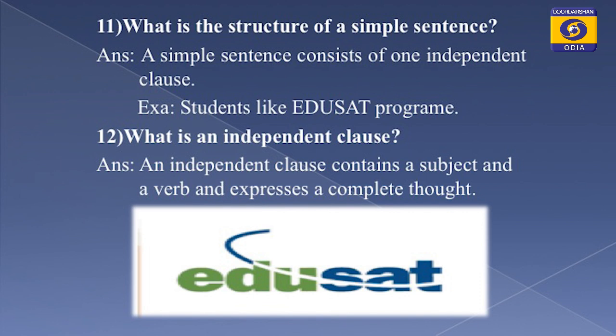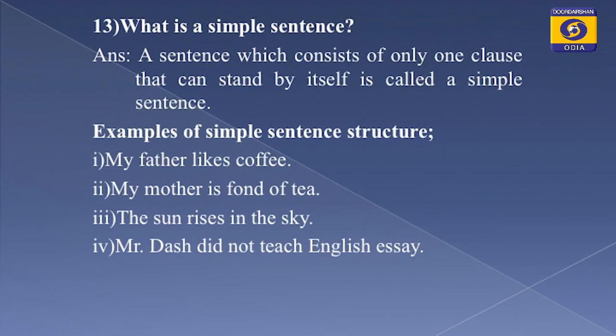So, what is an independent clause? Just now we discussed. An independent clause contains a subject and a verb and expresses a complete thought. Okay? Then you see, a sentence which consists of only one clause that can stand by itself is called a simple sentence. Examples of a simple sentence structure.